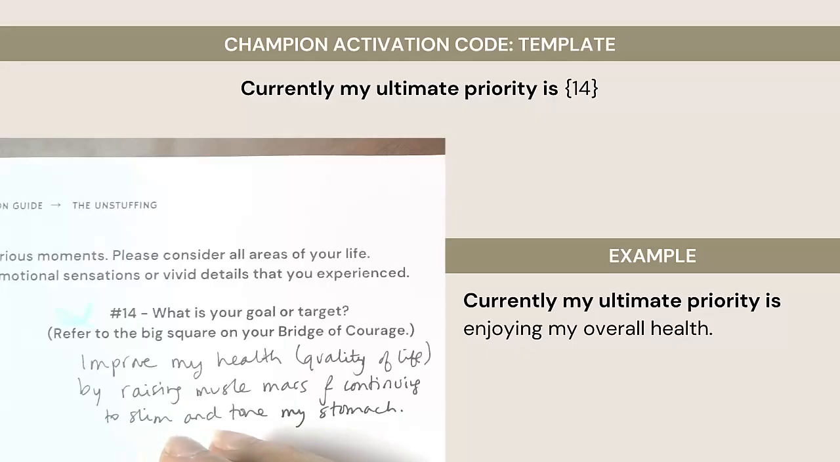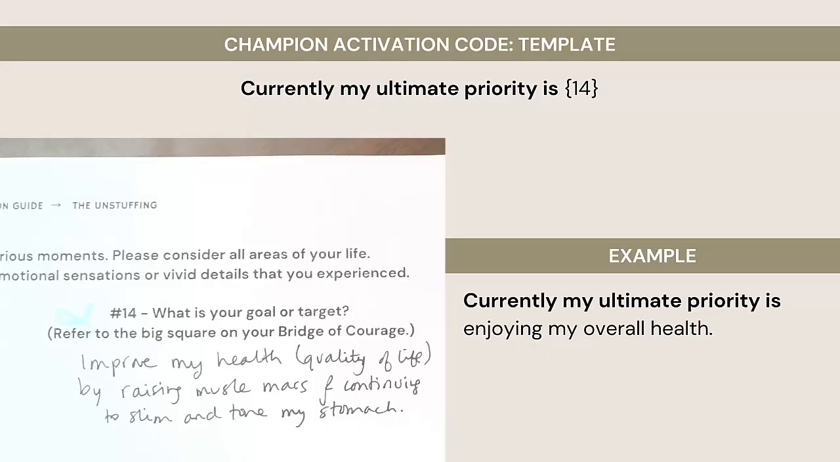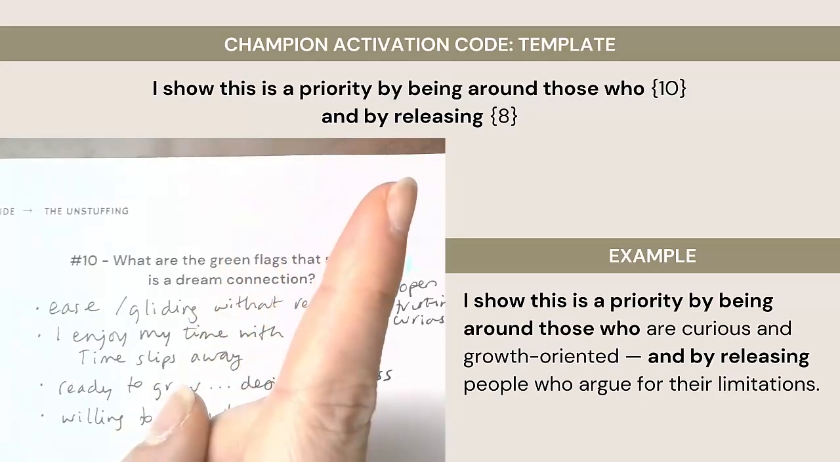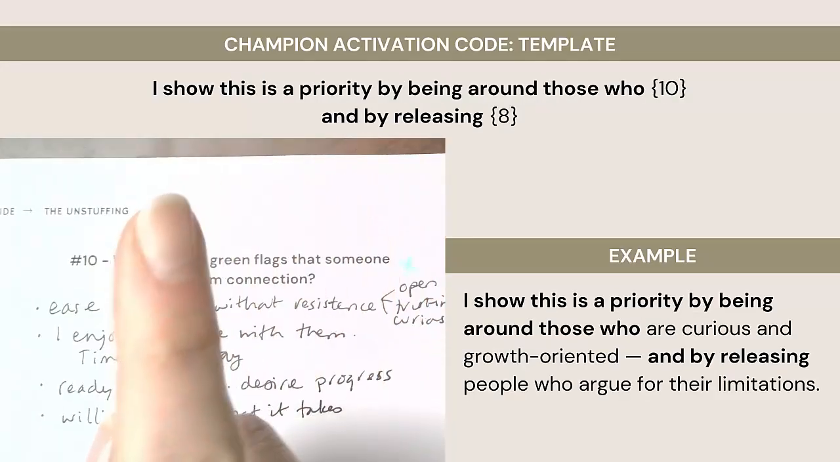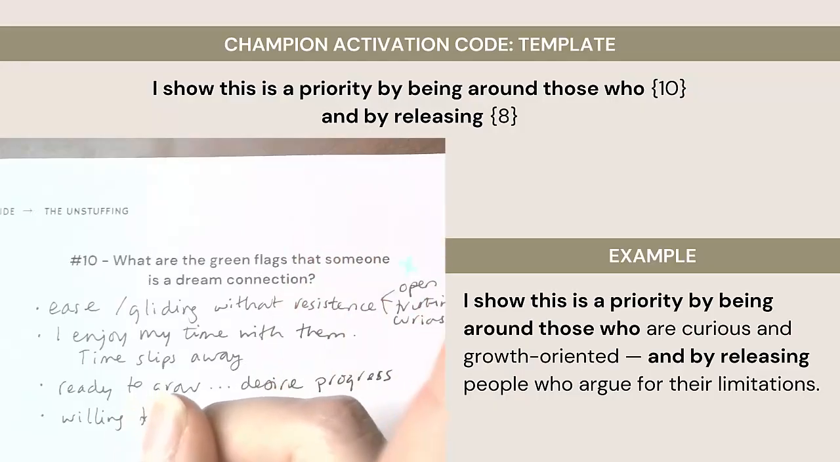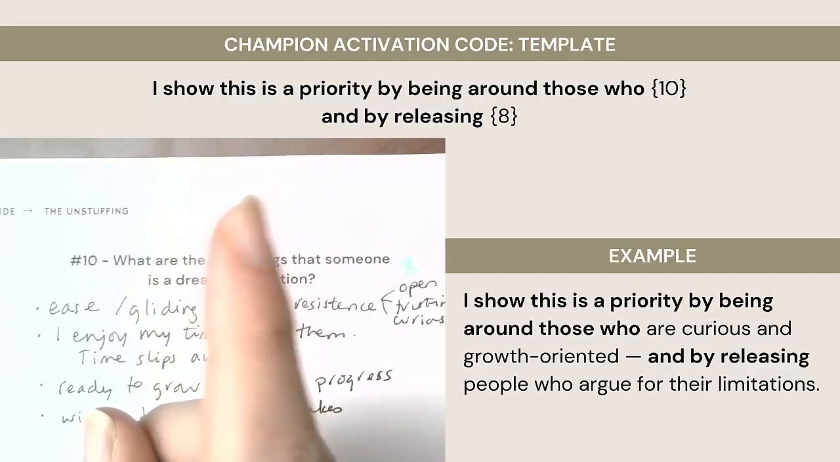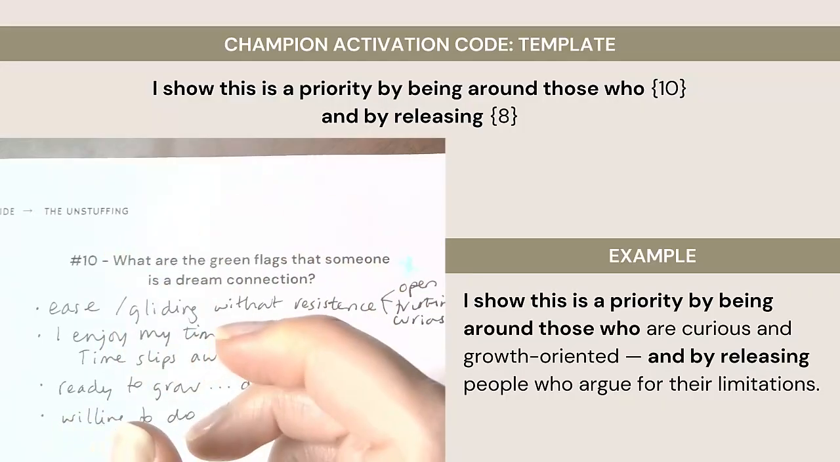Now, when you decide to do it, you could be more descriptive or you could also keep it simple. It's your choice how you want to do that. So take a moment, pause the video, and look at your answer for number 14 to finish that sentence. The next sentence is, I show this as a priority by being around those kinds of people who, and then we will put characteristics from number 10, and by releasing people who have characteristics from number 8.